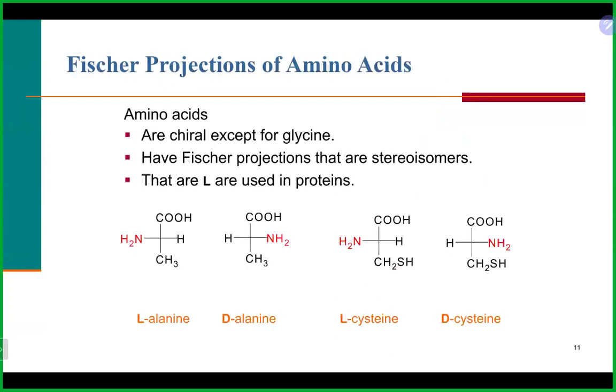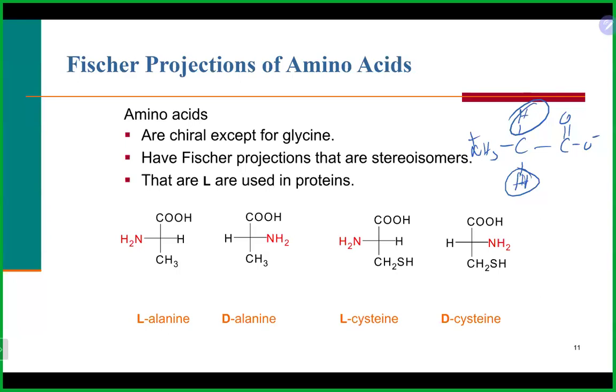Now, Fisher projections of amino acids, they are chiral except for glycine. Glycine is the one with the hydrogen side group, but all other amino acids will be chiral at that carbon because they will have four different groups attached. Glycine has two hydrogens attached, so obviously not four different groups attached to it.